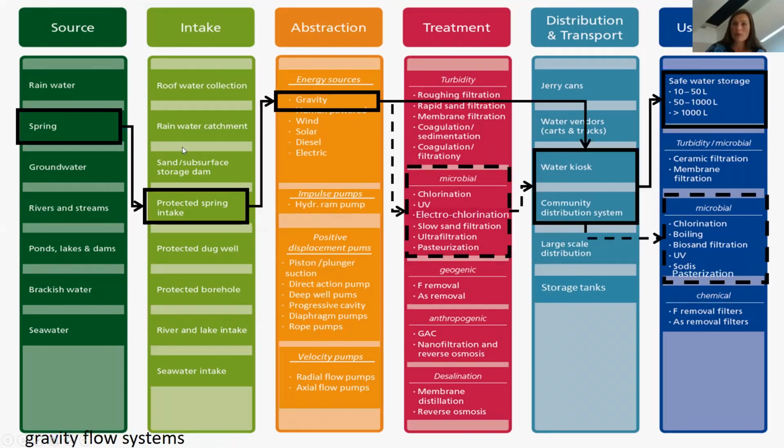Another example is something more often found in hilly or mountain areas, where we have natural springs. In this case, the water from a spring will be taken to a protected spring intake, delivered by gravity, maybe treated if necessary, maybe not, to a water kiosk, for example, or a small community distribution system. From there it will either be delivered to households where it's stored, if the water quality is good, or it has to be treated at household level.